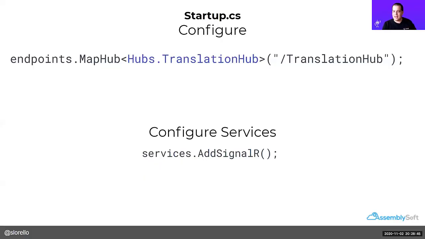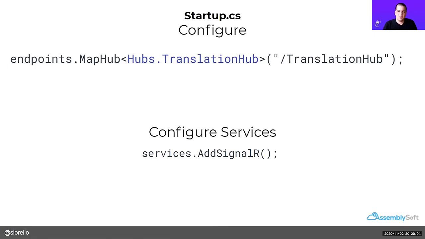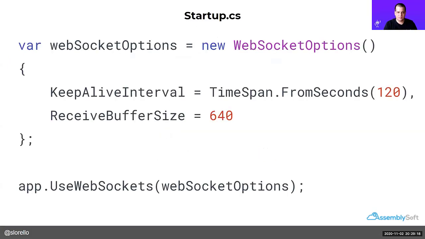So now that we have the hub defined, we're going to need to configure the middleware for our app. So part of this is going to be a bit longer. So we're just going to start off with the SignalR bits. We need to map the hub to a particular route. So we're going to map that SignalR hub to /TranslationHub. Then we're going to need to add SignalR to the list of services for this app with services.AddSignalR.